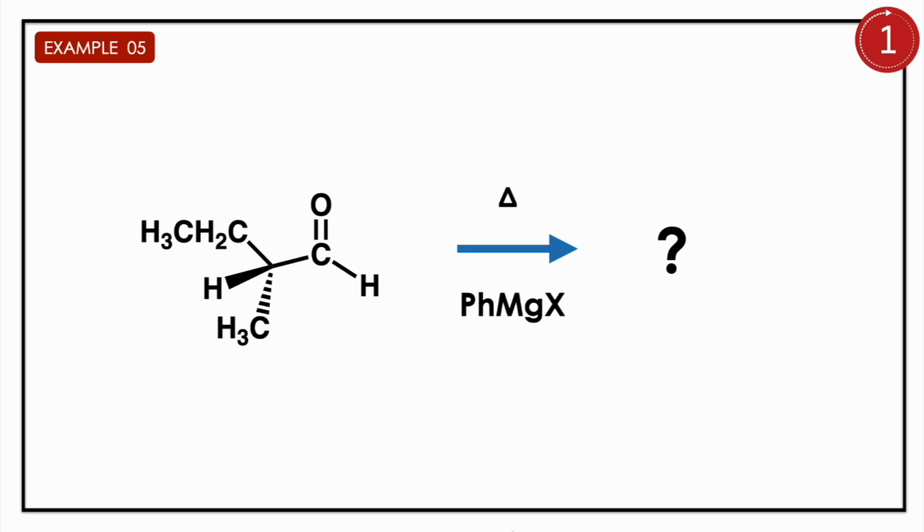Then the next example. Here you have an aldehyde. Carbonyl group is there. At the alpha position you have a chiral carbon which has hydrogen above the plane, methyl below the plane, ethyl on the plane. You are heating it up. The Grignard reagent you are using is phenyl magnesium halide. You should find what will be the final product.